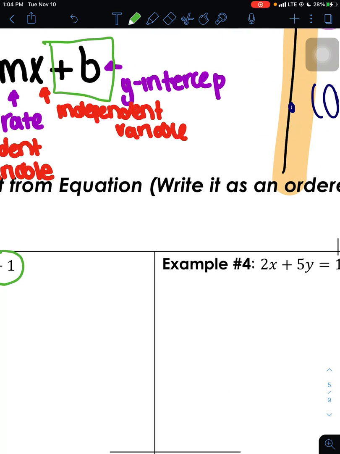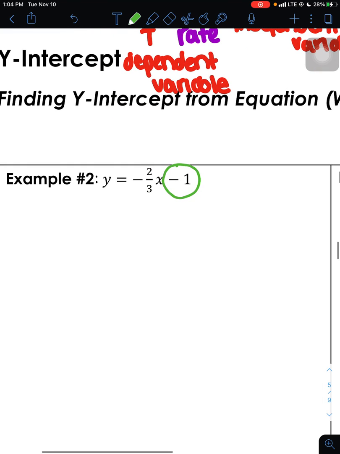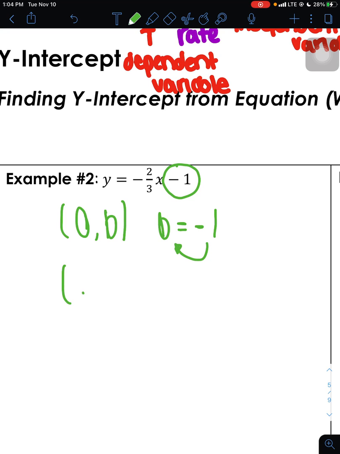But we have to write it as an ordered pair. If we just discuss what the format is going to look like regardless, I know it's 0 and then my b, right? So if b is -1, I could substitute -1 wherever I see b. So this would make my y-intercept 0 comma -1. That's fairly easy, right, you guys?